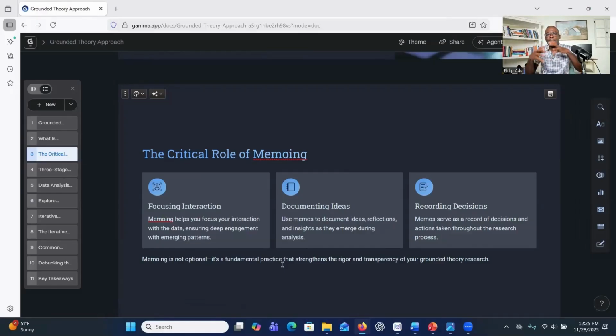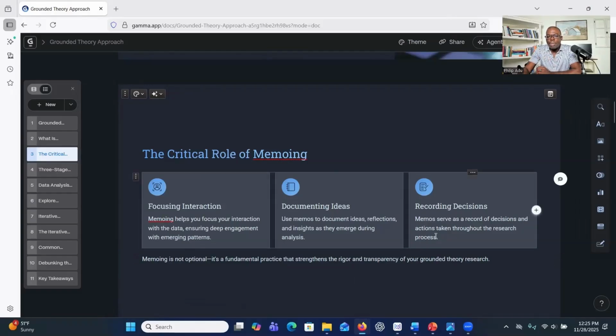And so we call it bracketing: reflecting, documenting your preconceived ideas and putting them aside so that they will not have undue influence on what you are interpreting or making sense of, right? It doesn't mean that your background may not influence; it may, but you are making sure that you are managing those influences. Being aware and setting them aside.